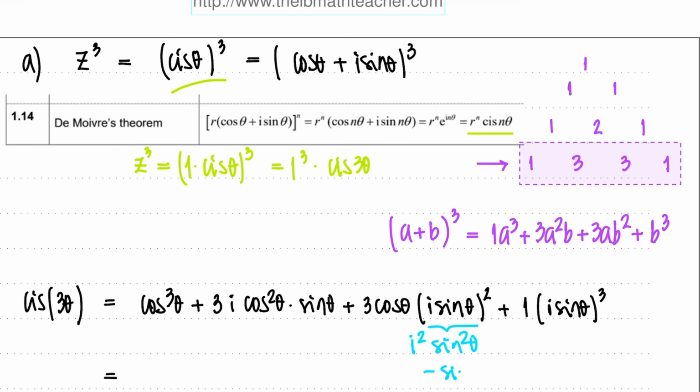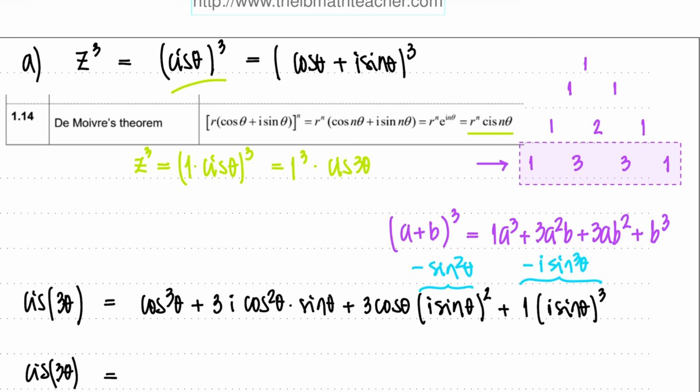We can rewrite this as i cubed sine cubed of theta, which is the same as i squared times i times sine cubed of theta. Given that i squared is equal to negative 1, we can finally rewrite all of this as negative i sine cubed of theta. Therefore, we have cis of 3 theta as cos cubed of theta plus 3i cos squared theta sine theta minus 3 cos theta sine squared of theta minus i sine cubed of theta.